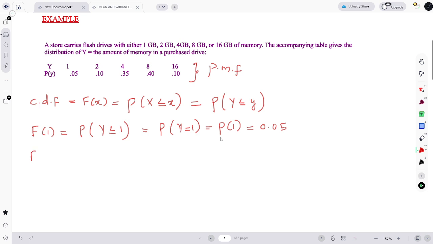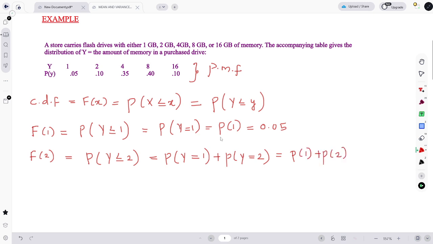What about F of 2? Capital F of 2 is equal to P of Y less than or equal to 2. So this is equal to P of Y equal to 1 plus P of Y equal to 2. So this is equal to P of 1 plus P of 2, that is equal to 0.05 plus 0.10, that is equal to 0.15.